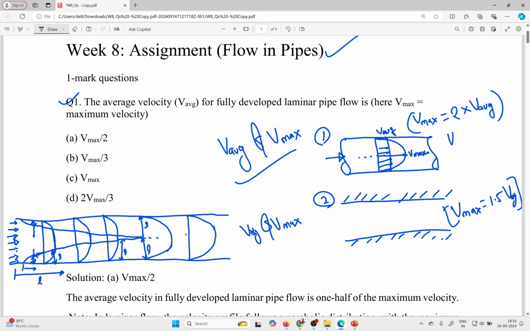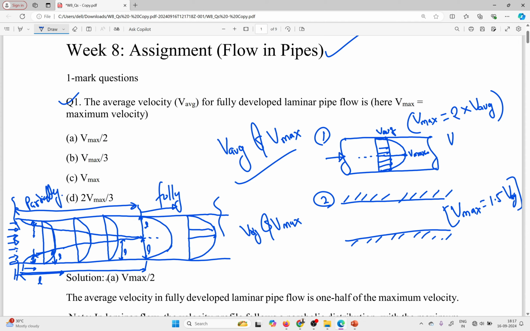After that your velocity diagram will not change. Up to that much, this length is known as development length or fully development length. After that, whatever flow moves along the length direction is known as fully developed flow. Fully developed flow, and this is your partially developed.